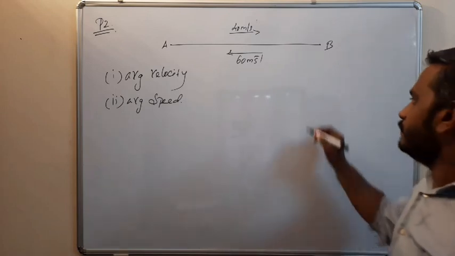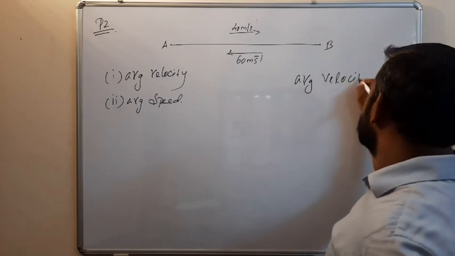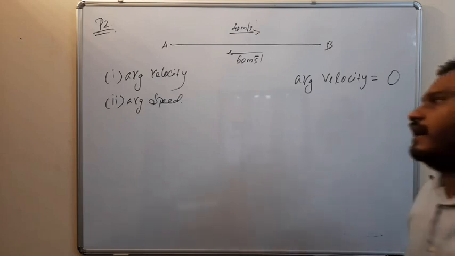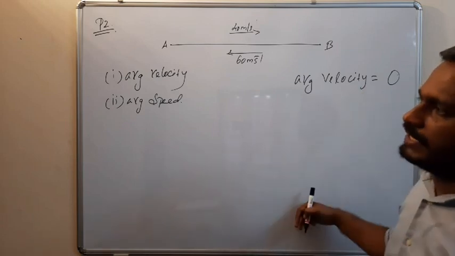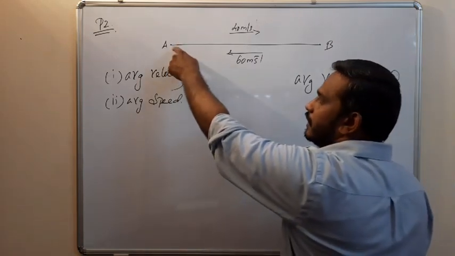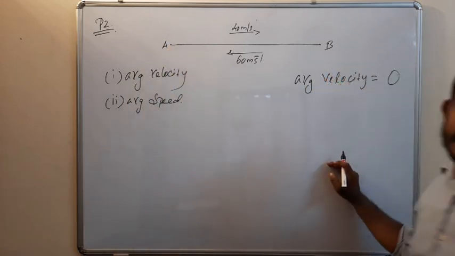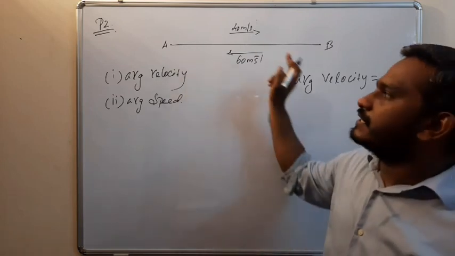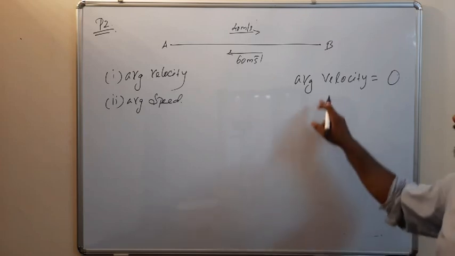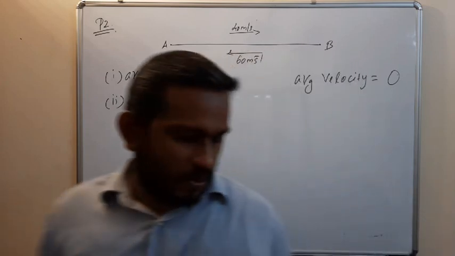What is the average velocity? Average velocity is equal to 0. Why? Average velocity is equal to displacement by time taken. In this case, what is the displacement? The body starts from A, and the final point is also A. So the body starts from A and reaches the same point again. So the displacement is equal to 0, and the average velocity is equal to 0. Clear?